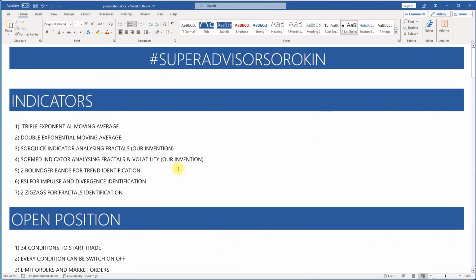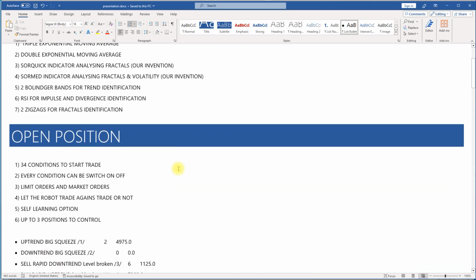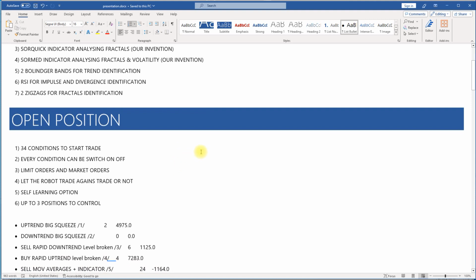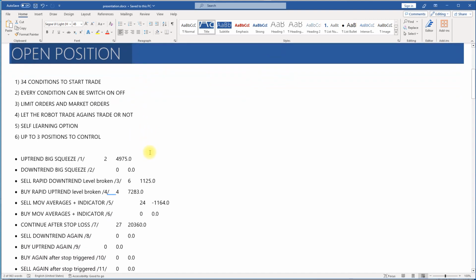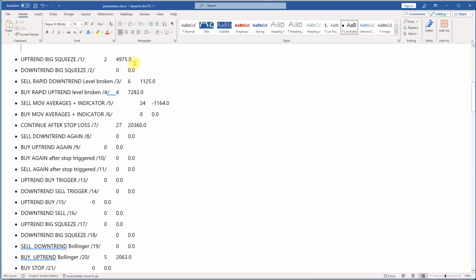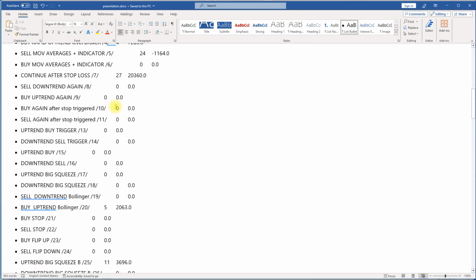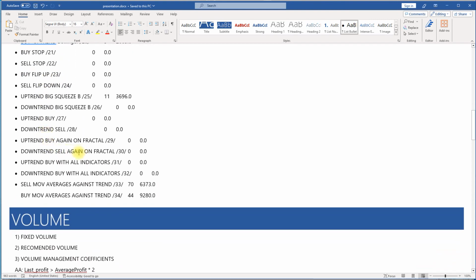Instead of designing your own system, you can use our system and make your own robot. So what does it mean? The task for the trader is opening a position. For opening a position, we have 34 conditions to start a trade. And you see, these are from a last report. The robot also generates a report as well, with a number for each of these different conditions to open.